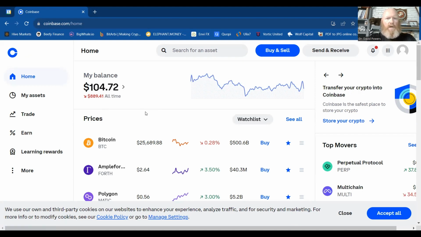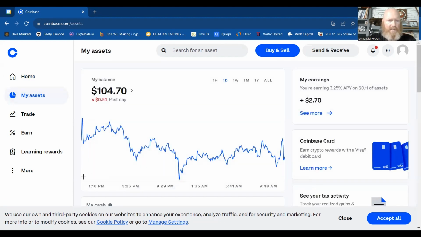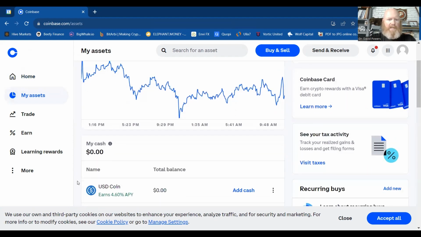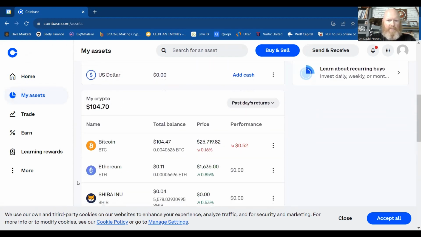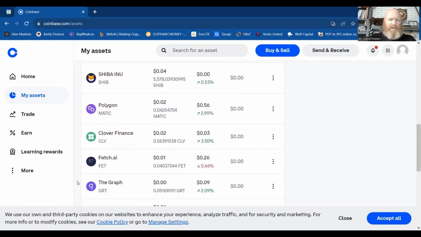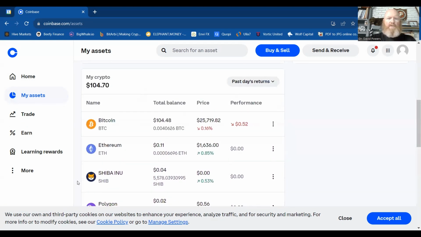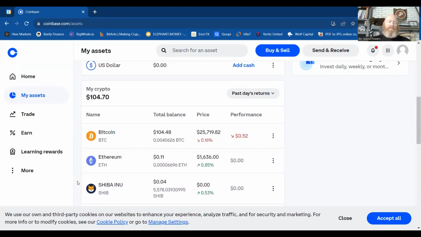So let's go to my assets. Now, you'll see when my assets pop up, I don't keep much in my Coinbase account. I've got some Bitcoin and a tiny bit of Ethereum. I mean, you're looking at under $1 amounts. Most of this is what we refer to as crypto dust. I've got under $1 worth of crypto dust and a tiny little bit of Bitcoin.